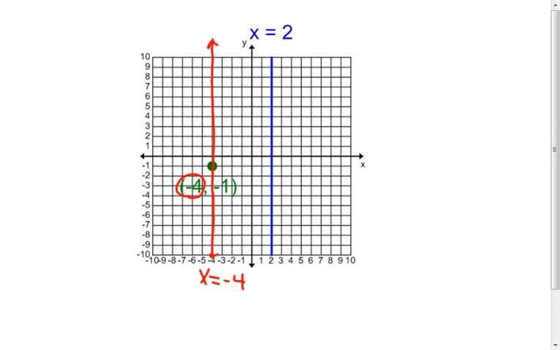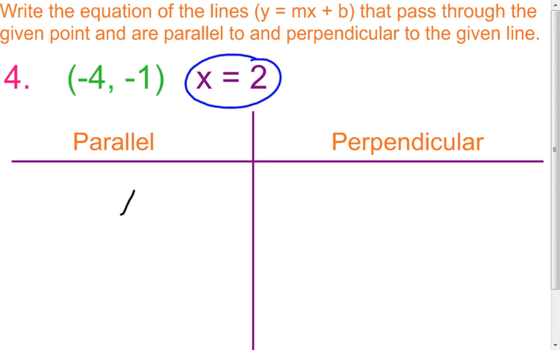And then the line that is perpendicular to it would be a horizontal line. And if it has to go through that green dot, it would look like this. Horizontal lines, we know, always have the equation y equals, because it's your y value that is held constant. Your x value can change along that line, but your y value is always a certain value. And in this case, my y value is -1. So if we go back here, parallel was x equals -4, perpendicular y equals -1. And that's it for this lesson.